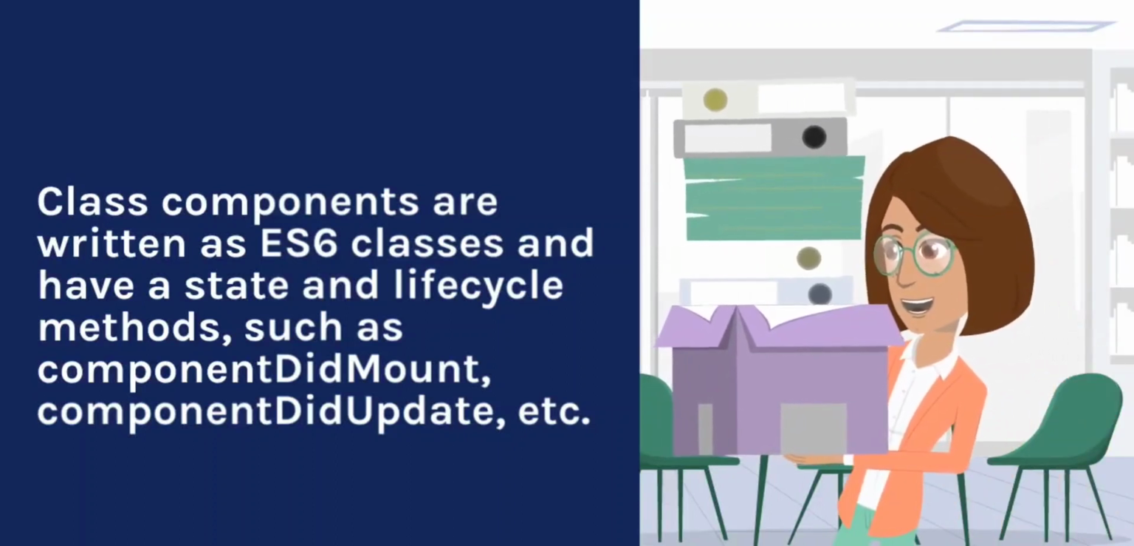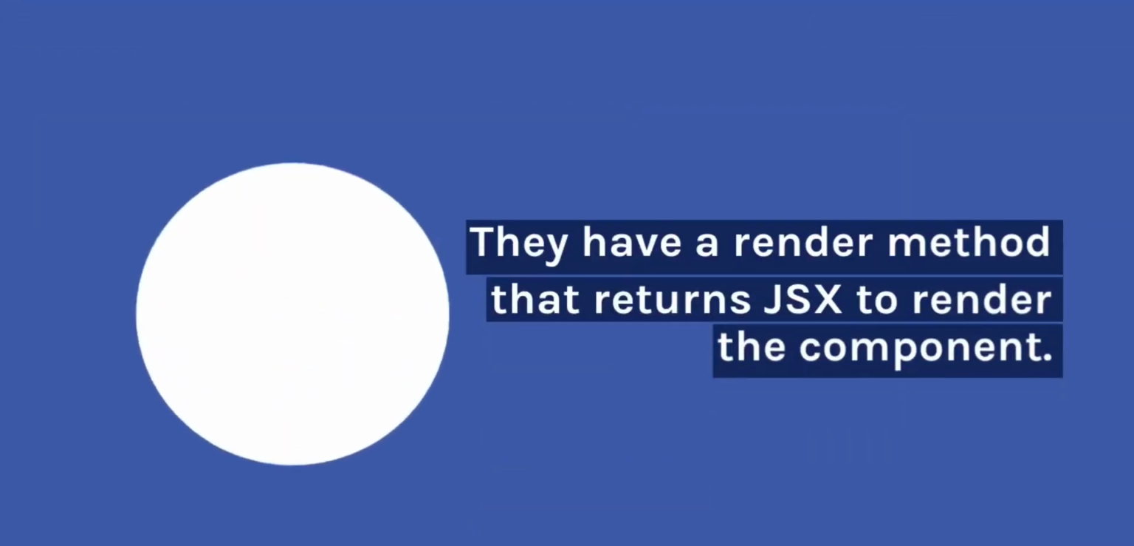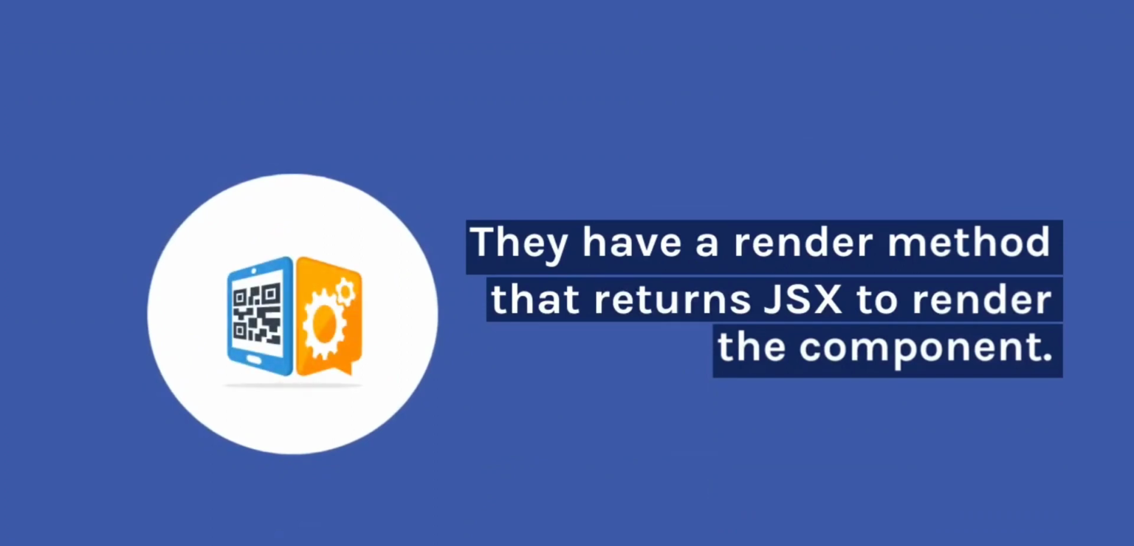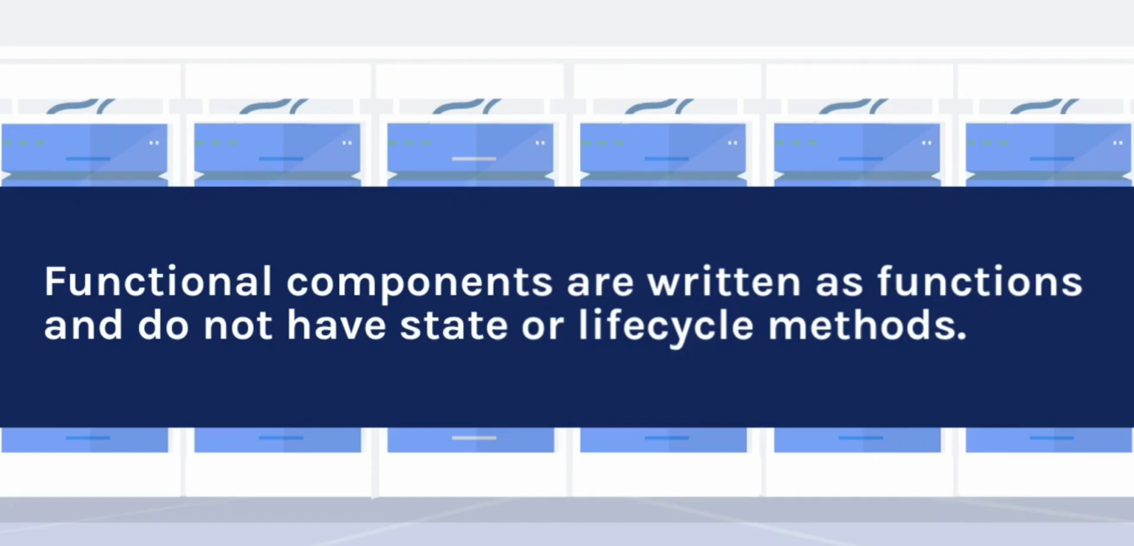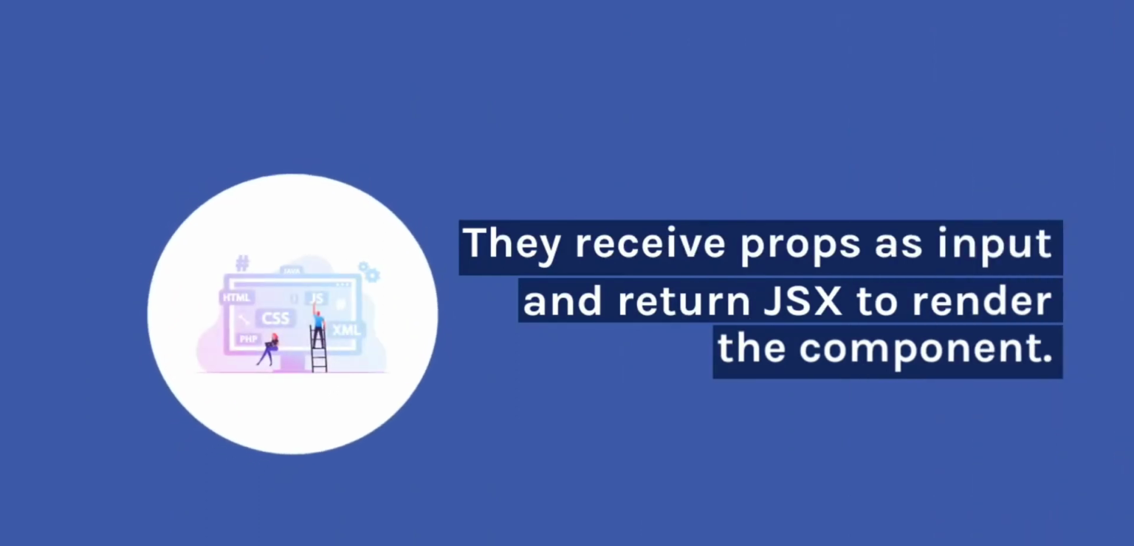Class components are written as ES6 classes and have a state and lifecycle methods, such as componentDidMount, componentDidUpdate, etc. They have a render method that returns JSX to render the component. Functional components are written as functions and do not have state or lifecycle methods. They receive props as input and return JSX to render the component.